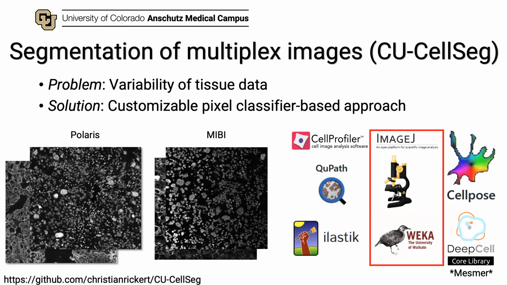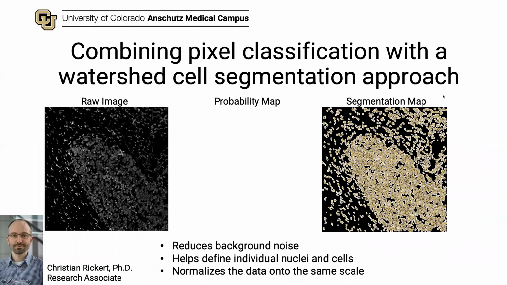Also, if it hasn't been trained already to recognize those particular tissues that you're using in your image data set, it's not quite as good as when you use a tissue type that has actually been used for its training. So we are continuing to evaluate Mesmer as an option, but in the meantime, we've developed the CU-CellSeg that works really well and is also available.